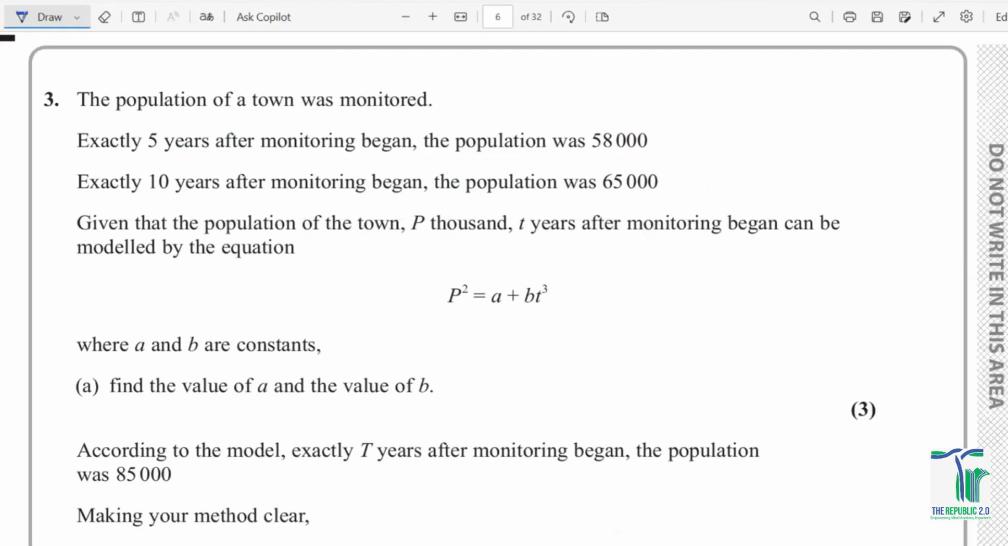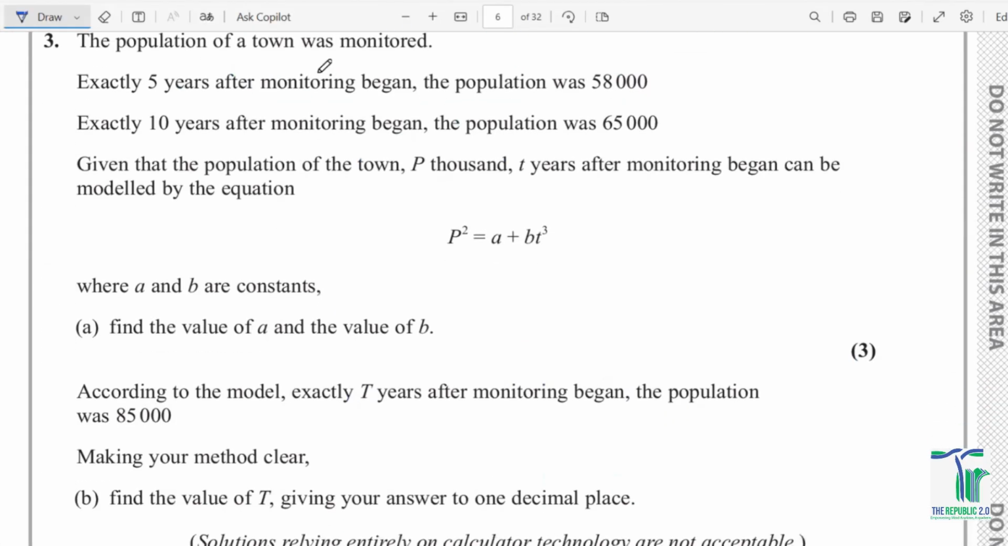And now we have got this question number 3, which says that the population of a town was monitored. Exactly 5 years after the monitoring began, the population was 58,000. We've got the points over here. And what are these points? We have got 5 for the time, 5 years, and 58,000 as the population. You can consider them to be a point. And exactly 10 years after the monitoring began, the population was 65,000. So what does that mean? 10 years and 65,000. You could have these two coordinates.